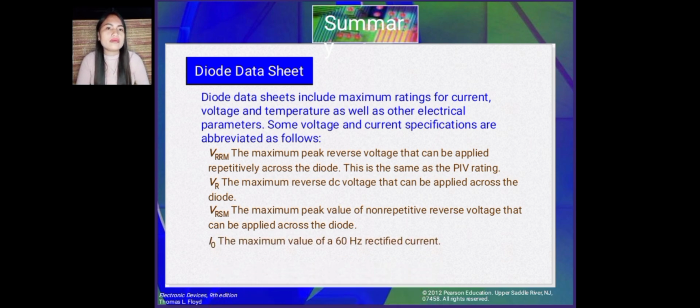And IO, the maximum value of a 60 Hz rectified current. And IFSM, the maximum value of a non-repetitive one-cycle forward surge current.